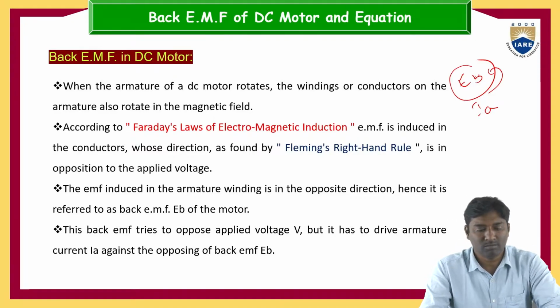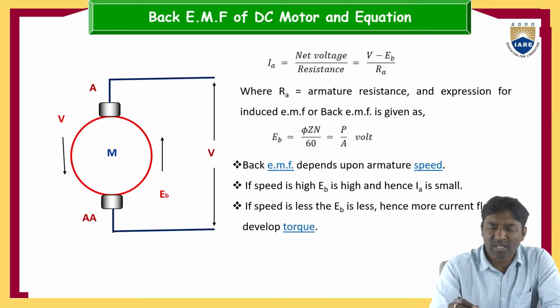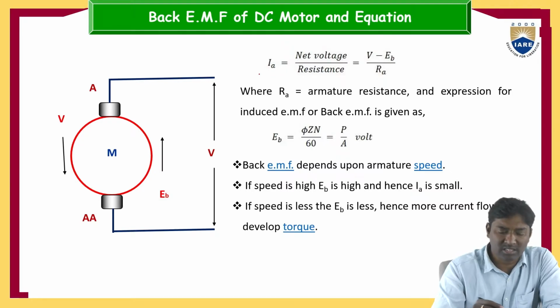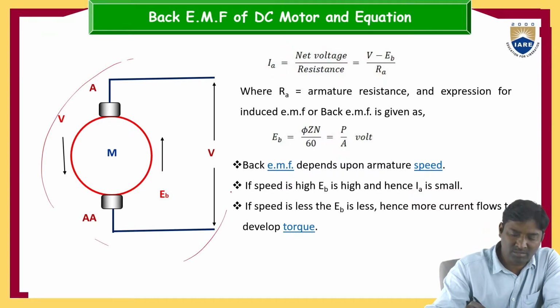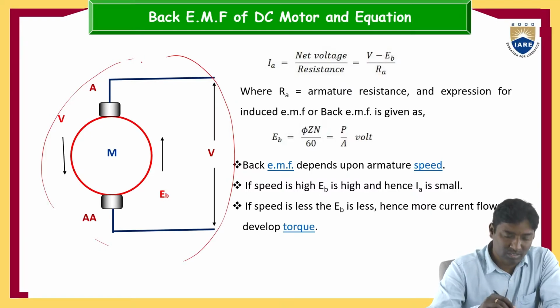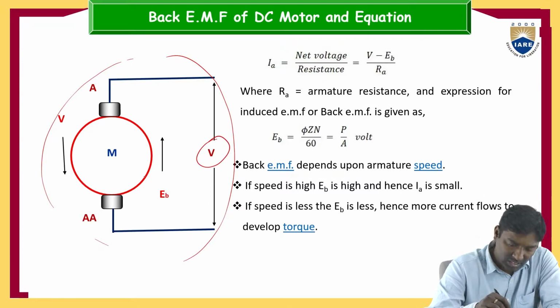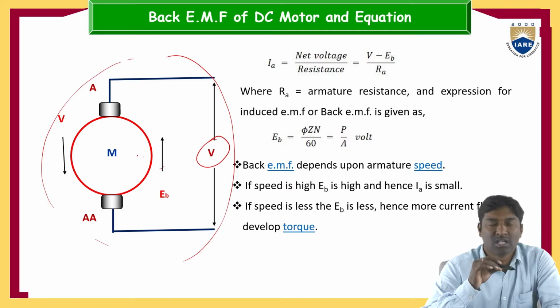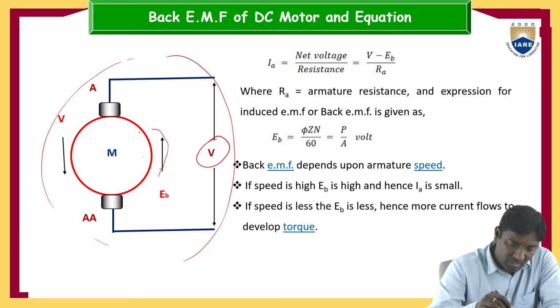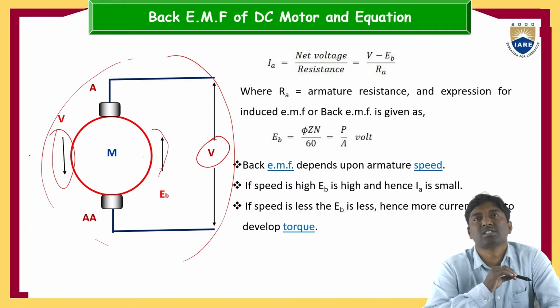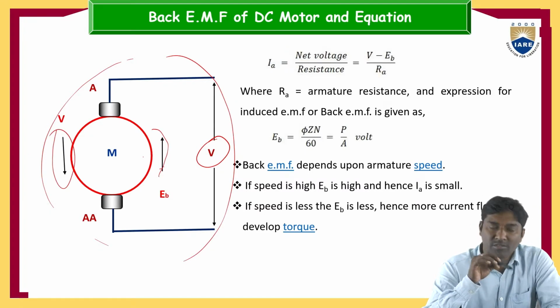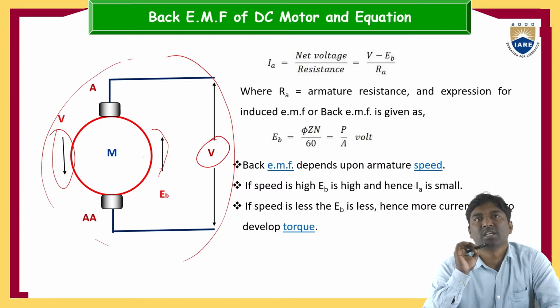You can observe here the armature current IA. I am taking one DC motor. This is the armature winding. This is the supply voltage or applied voltage. This is the back EMF that is produced here, meaning the induced EMF produced in these armature conductors. This induced EMF always opposes the supply voltage, so that is referred to as the back EMF.